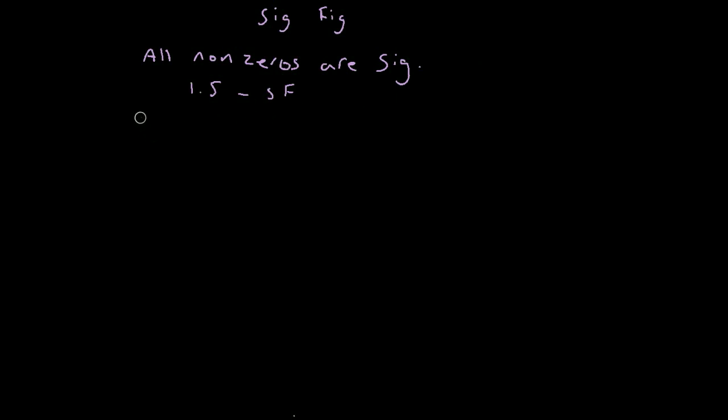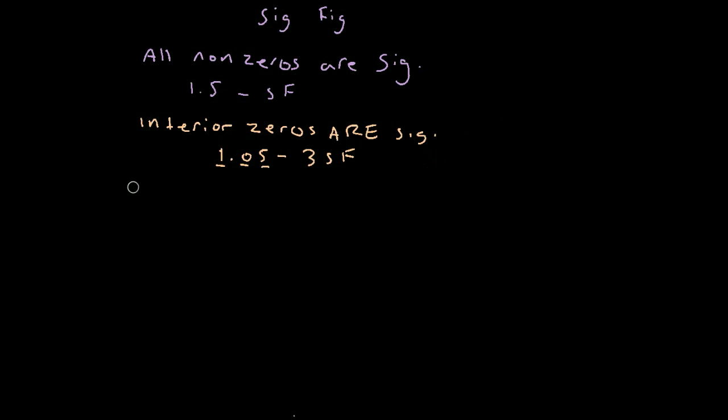The next one: interior zeros are significant. So for instance, 1.05 would have three significant figures. The 1 would be significant, the 0 would be significant, and the 5 would be significant. So that would have three significant figures.